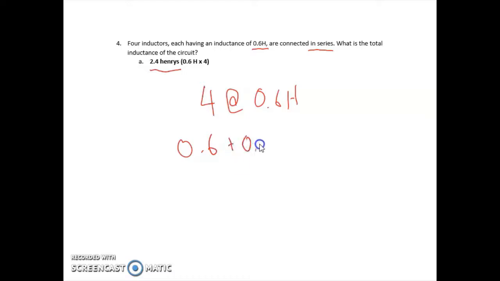Number 4, four inductors, each having an inductance of 0.6 henries, are connected in series. What is the total inductance of the circuit? So we have 4 inductors at 0.6 henries each. So we simply add them up. We can multiply the 0.6 times 4, and we end up with 2.4 henries. That's the same as 0.6 plus 0.6 plus 0.6 plus 0.6.